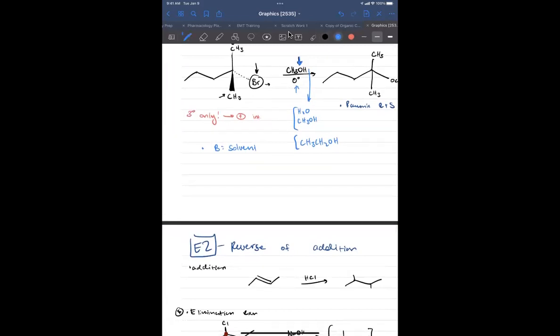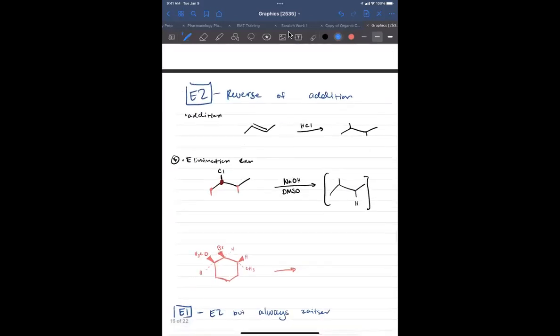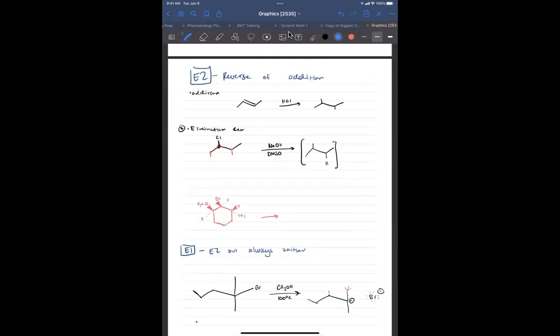Hopefully you guys know SN1 only corresponds with low temperatures, so that's 0 degrees. Going to elimination, we just basically create a double bond.